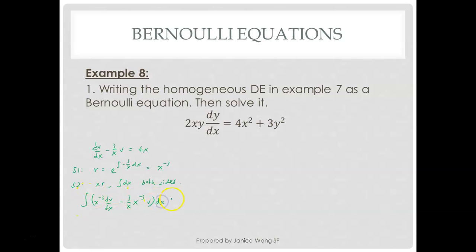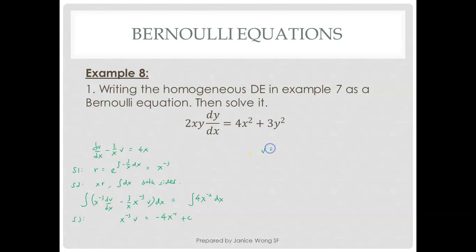Integrate with respect to x. This is the left hand side. For the right hand side, we have 4x to the power of negative 2. Integrate with respect to x. In step 3, we know that the left hand side will always be rho v, equals to the integral of this. We get negative 4x to the power of negative 1 plus c.